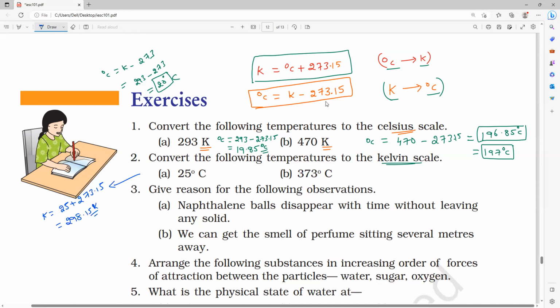Okay, second one. 373 degree Kelvin. So Kelvin is equal to 373 plus 273.15, which is equal to how much? 646.15 Kelvin. That's all.